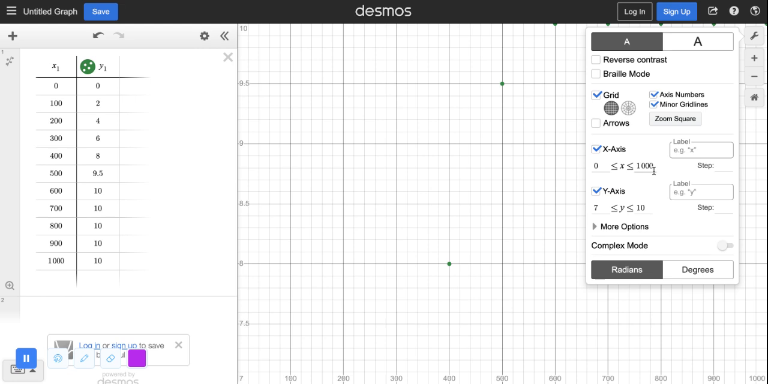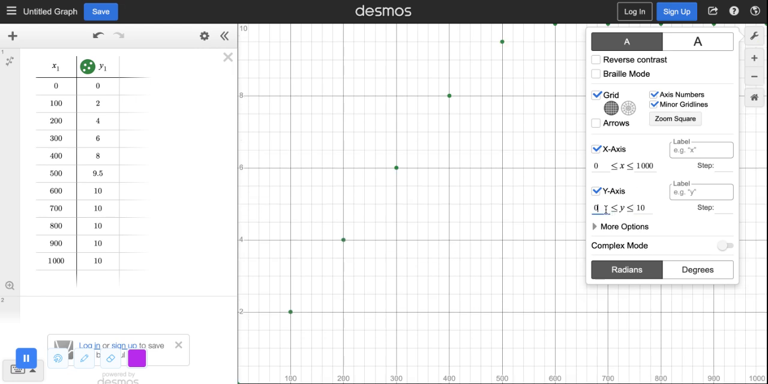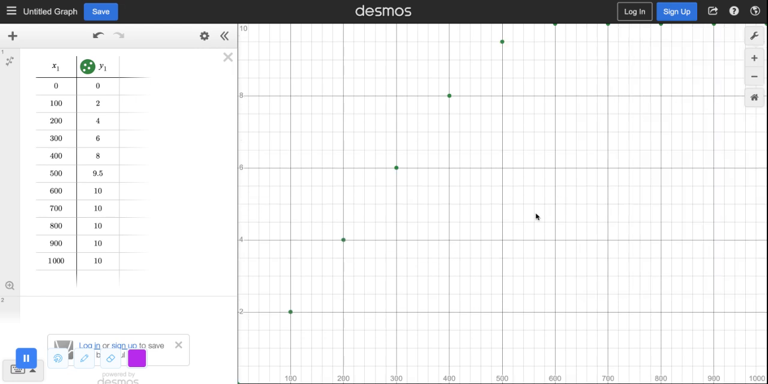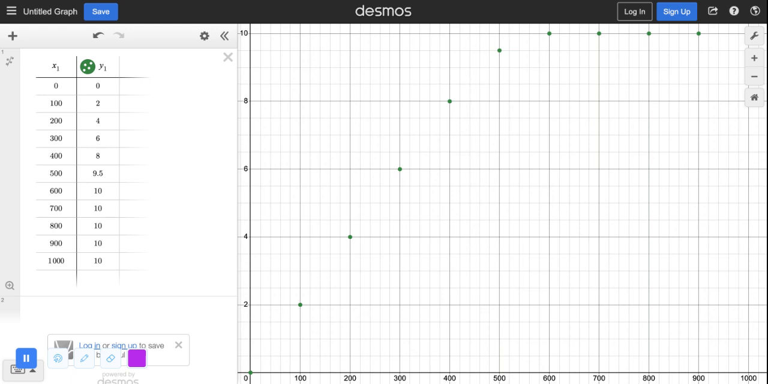Oopsie daisy, did I miss something? Oh, I put a 7 there. That's just terrible. 0, and biggest number 10. And there you go. Look, you can see my graph. It's now jammed up, so I'm just going to pinch it and move out. There we go. And I've got a beautiful graph.